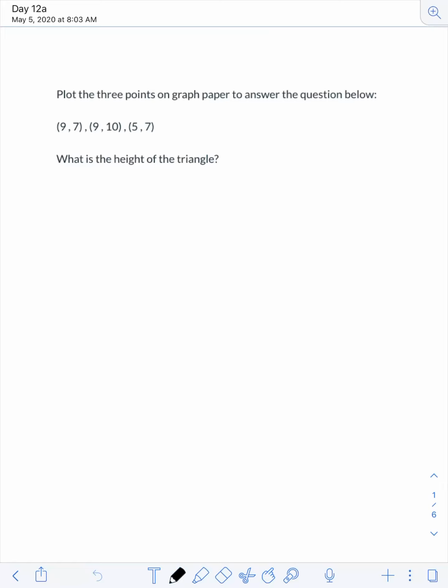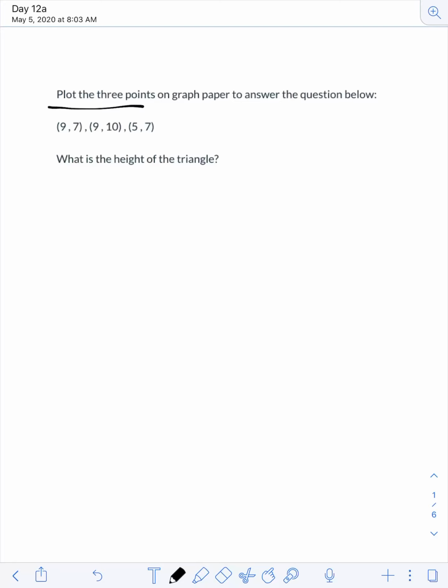It says plot 3 points on graph paper. Well, guess what? You have a paper, you have a writing utensil, or you have canvas, and you have your finger. That can be graph paper. Oh, not canvas, notability. You know what I mean. So here's what you do.